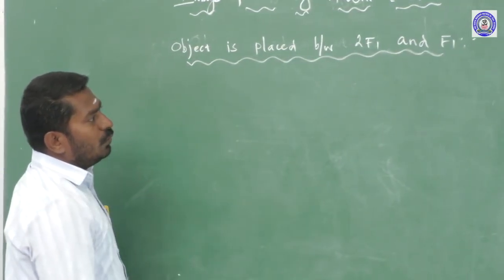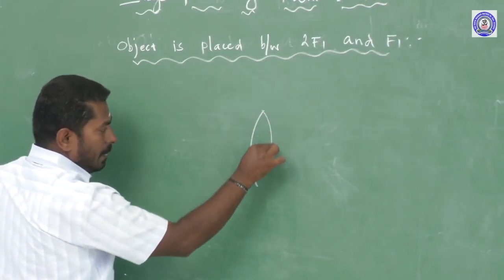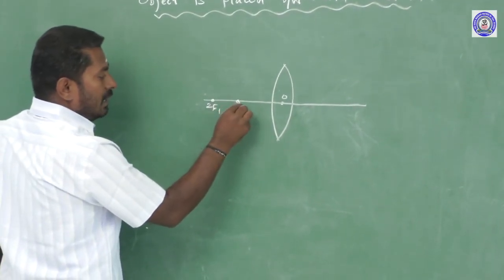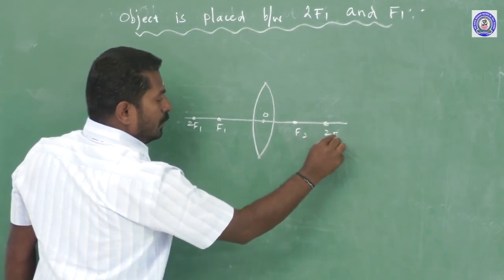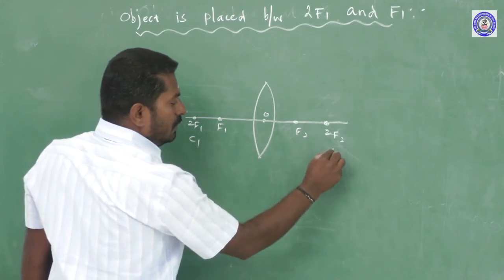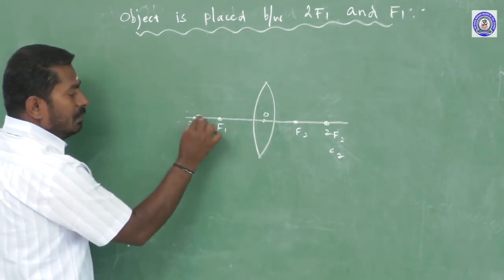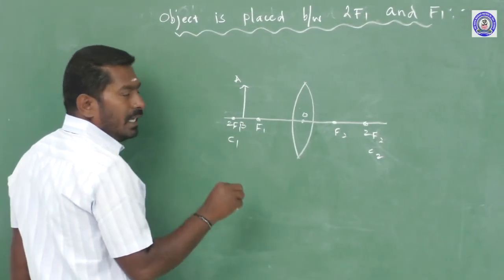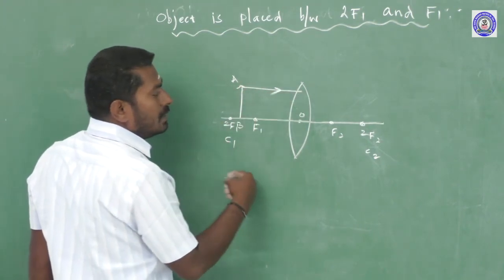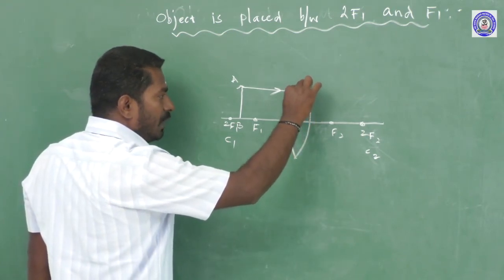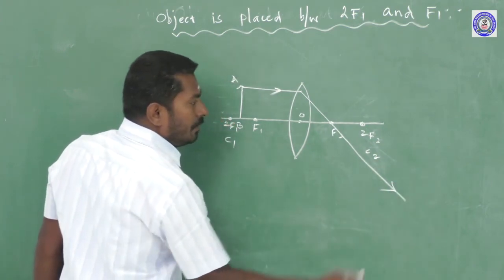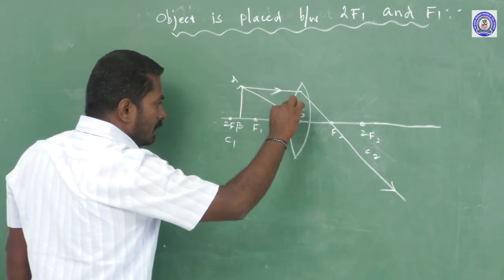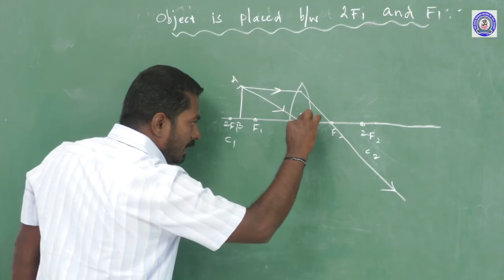Now the object is placed between 2f1 and f1 in the case of a convex lens. It is a convex lens, optic center, principal axis, 2f1 point, f1 point, f2 point, 2f2, where 2f1 is equal to center of curvature c1 and 2f2 is equal to center of curvature c2. Now the object AB is placed between 2f1 and f1. Let me assume one ray of light coming from the object travels parallel to the principal axis, strikes the convex lens, and refraction takes place. After refraction, the refracted ray travels to the principal focus. Another ray coming from the object passes through the optic center without deviation and travels along a straight line.